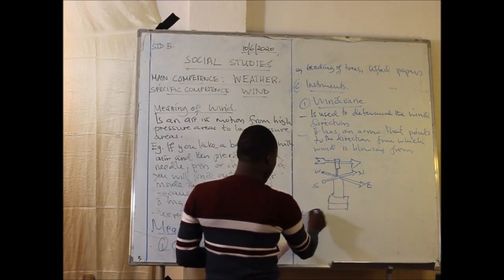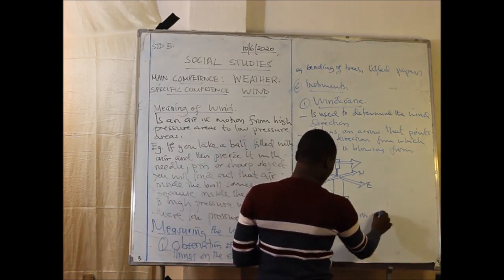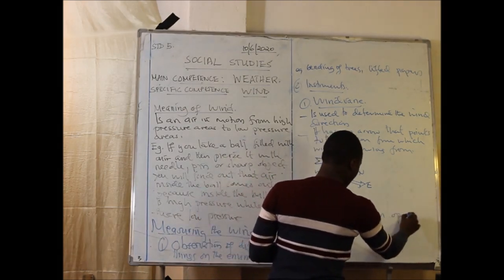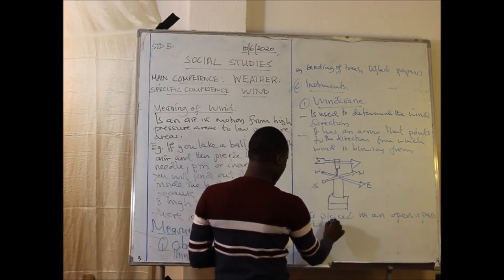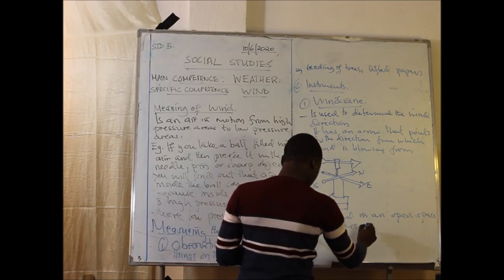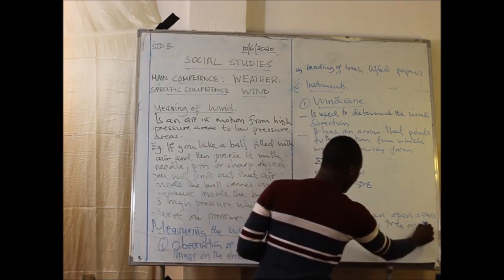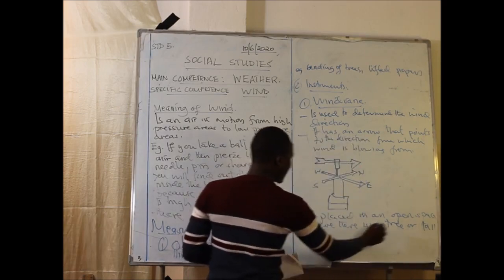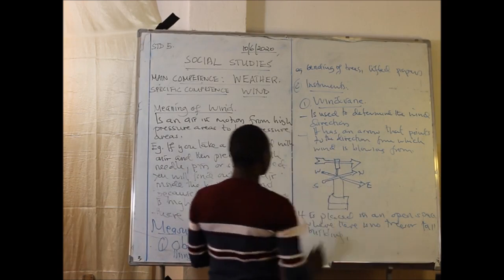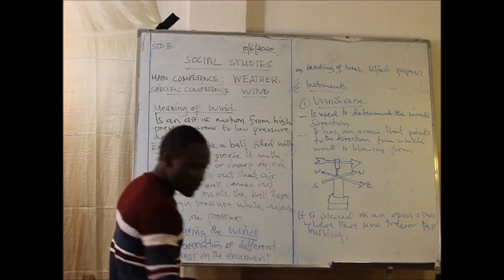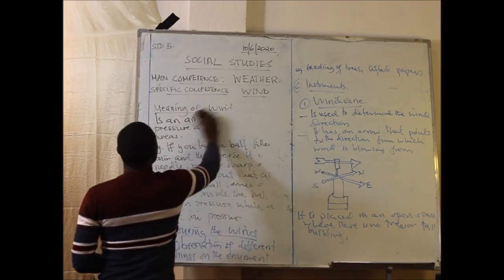So, as I said, it is placed on an open space where there is no tree or tall buildings. That is the wind vane. But another instrument is known as the anemometer.